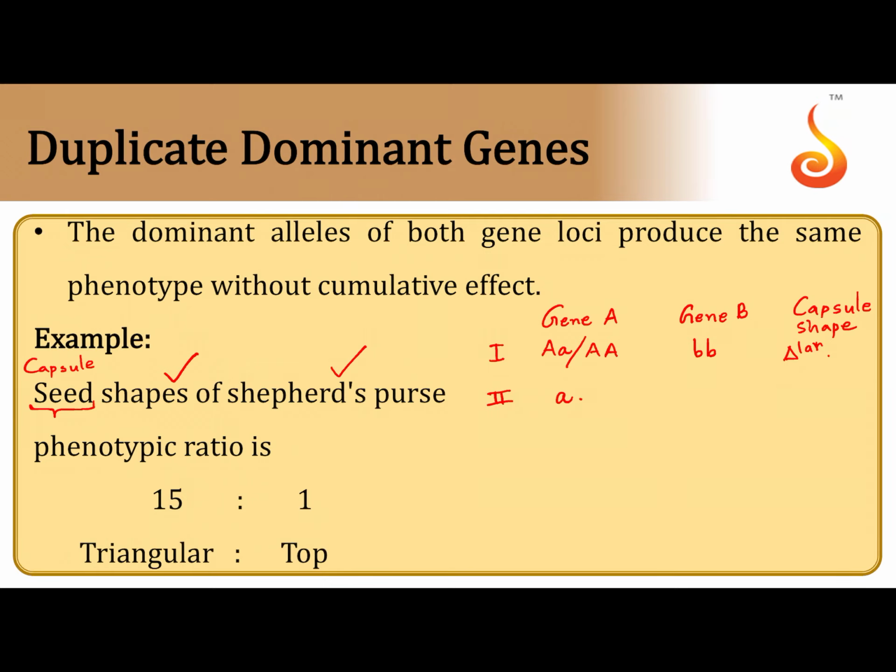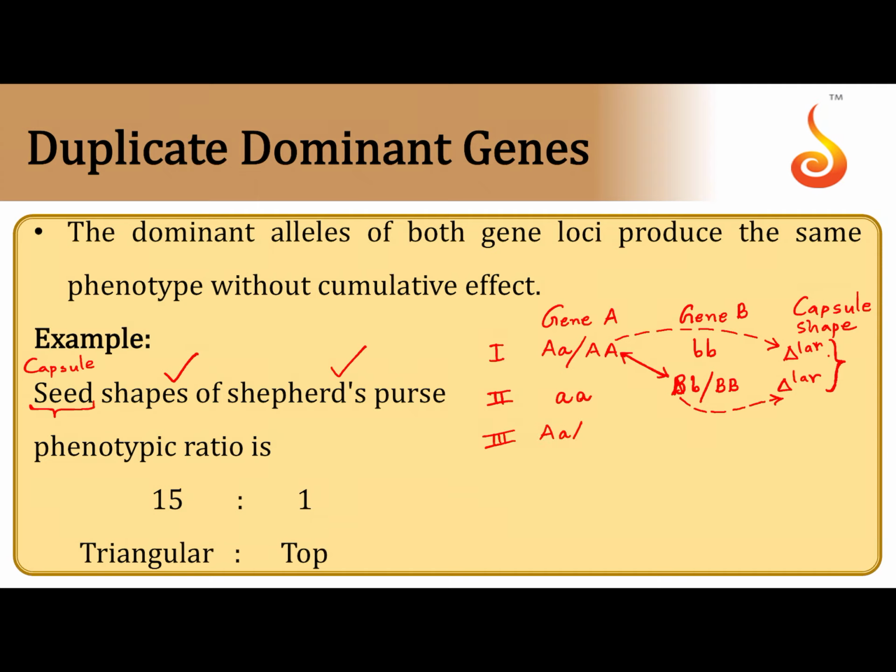In the second case, there is no dominant A, but there is at least one copy of dominant B. You will still get triangular. So don't you think these two dominants are duplicates? That's why they are called duplicate dominants, because capital A is also responsible for the triangular shape of the capsule, and capital B is also responsible for the triangular shape of the capsule. Considering the phenotype, the character that they express, we can consider capital A and capital B as duplicates of each other.